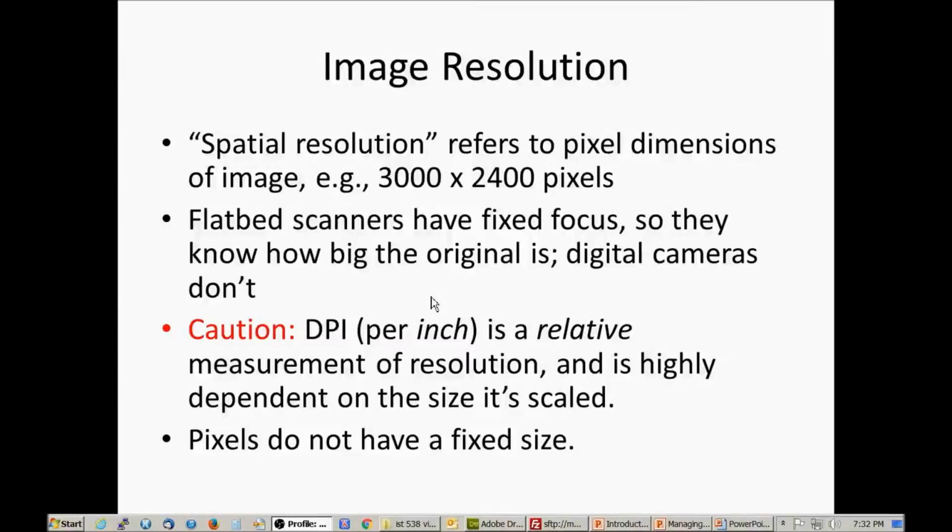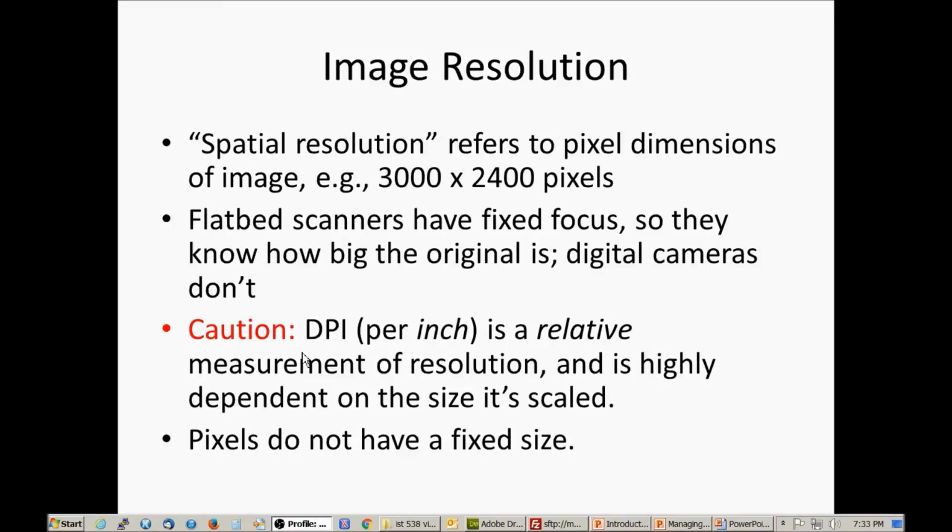Okay, again, image resolution or spatial resolution refers to the pixel dimensions of an image. You could have 3,000 by 2,400 pixels. That's how you would measure how big it is. Flatbed scanners have a fixed focus, so they know how big the original is. Digital cameras don't, so we're going to look at flatbed scanners versus digital cameras in a minute. But basically, if you were to put, for example, an 8x10 portrait on a flatbed scanner, that camera, if you will, or the lens that's in there can figure out what the size of it is and sort of do a lot of math for you.